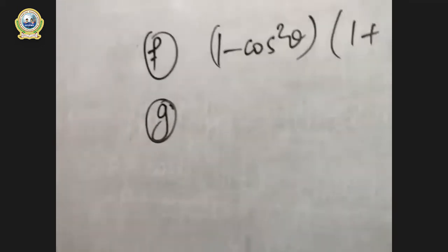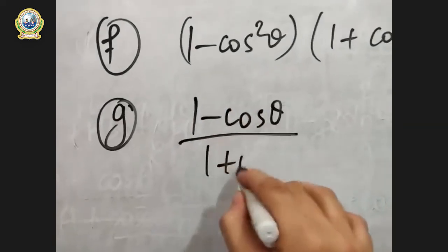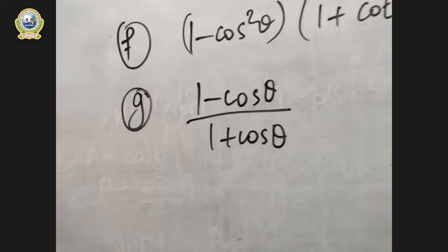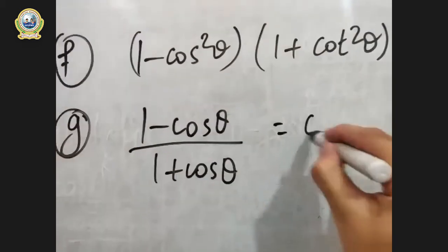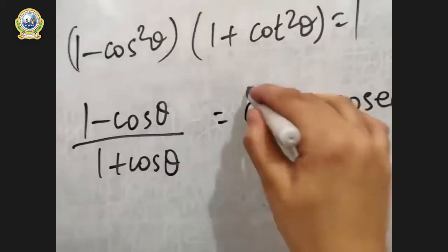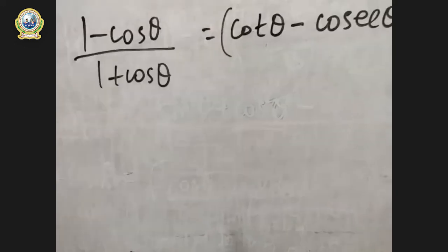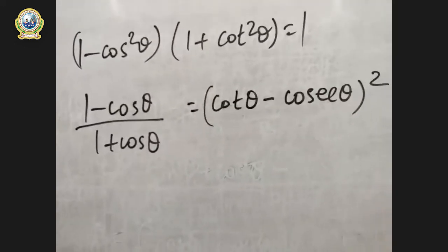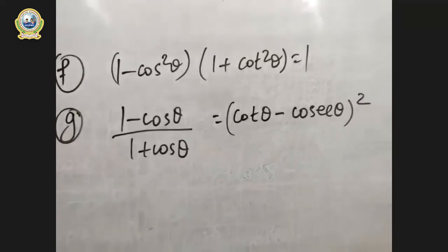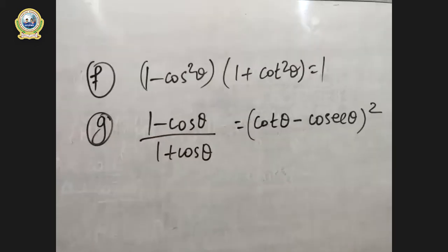1 minus cos theta by 1 plus cos theta. This is our left hand side. And it says cot theta minus cosec theta, all square. This is our question. Let me verify it again: 1 minus cos over 1 plus cos, equals cot minus cosec theta whole square. Is this clear?